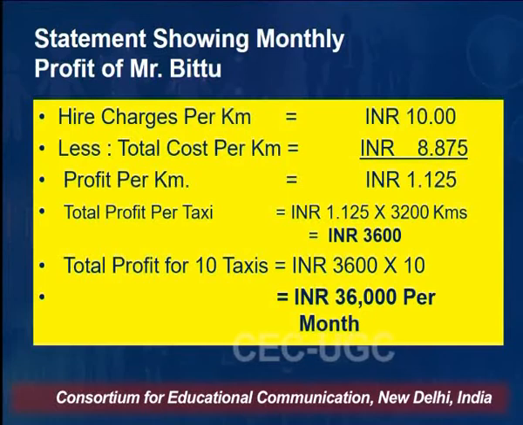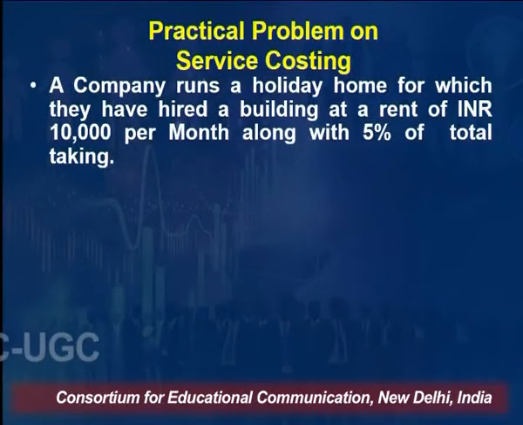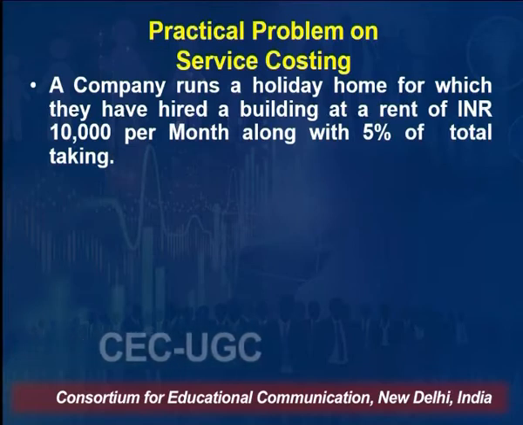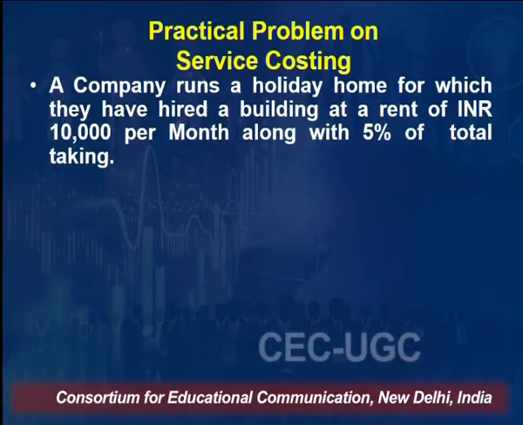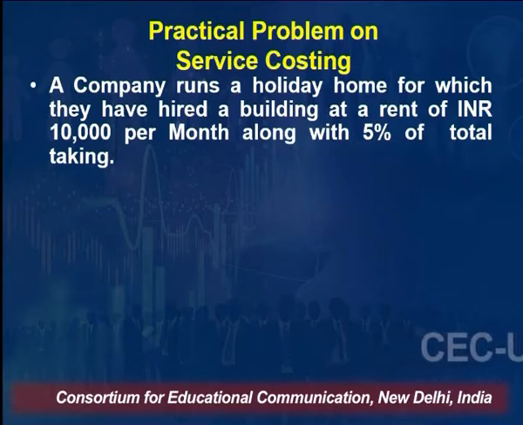So this is the way we calculate the cost as well as the profit while applying this operating costing, or what you call service costing. This was another example of a transporter who is offering taxi services. They had a fleet of taxis, and this is the way they calculate their cost and determine their profit. Now we shall move on to some other interesting problems on service costing, so that you have a better understanding of this operating costing.